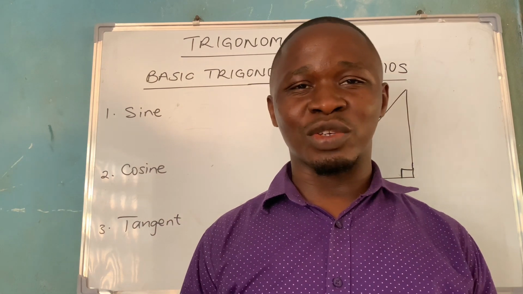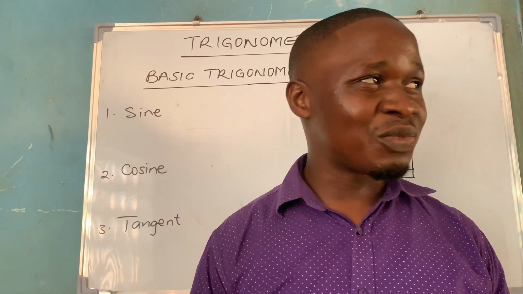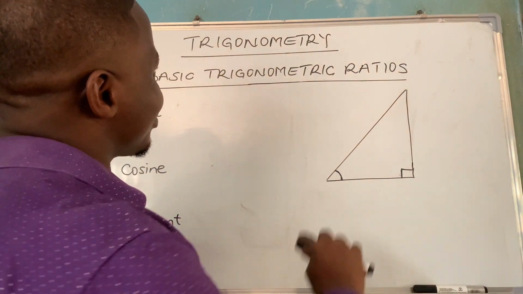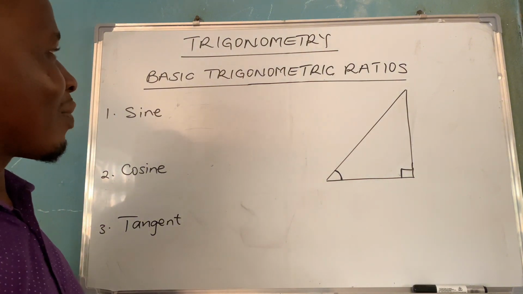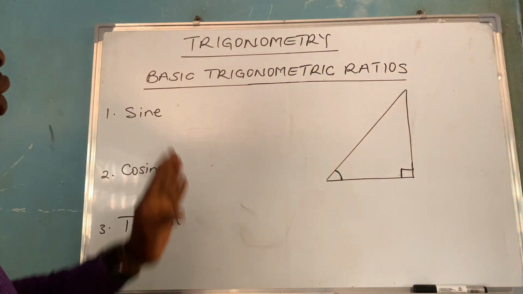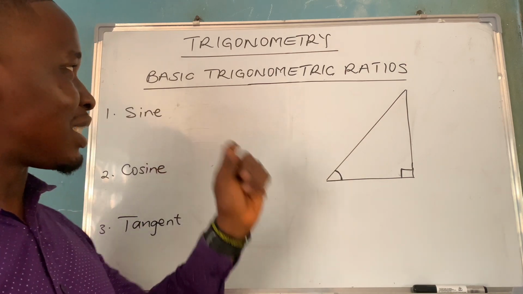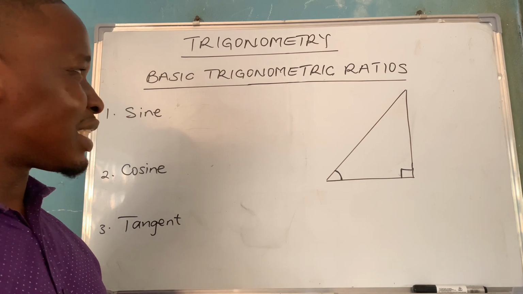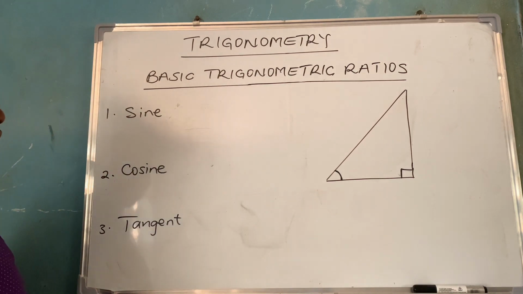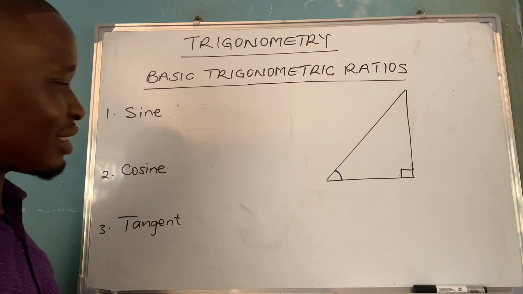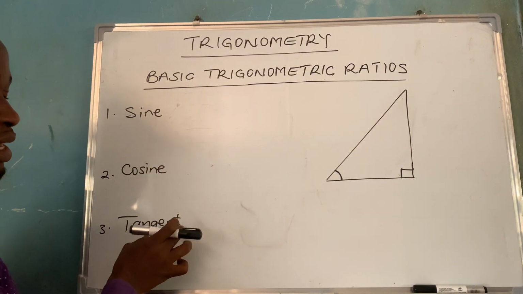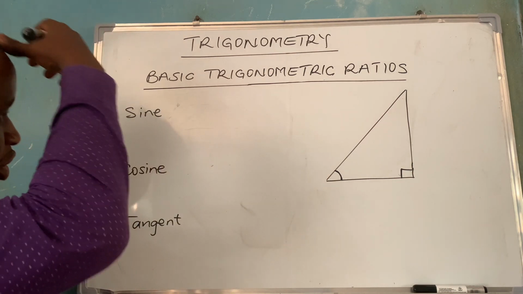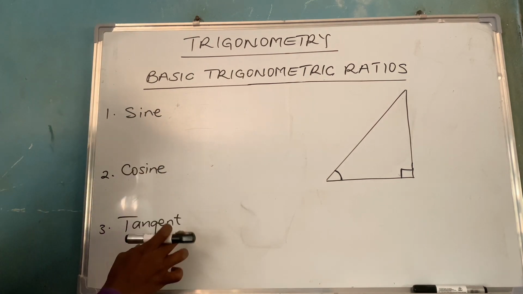Today we want to discuss trigonometry. For trigonometry, basically, you need first to understand what we call the basic trigonometric ratios. We have so many trigonometric ratios, but basically we have three. So these three, we call them sine, cosine, and tangent. We have the sine, the cosine, and the tangent.